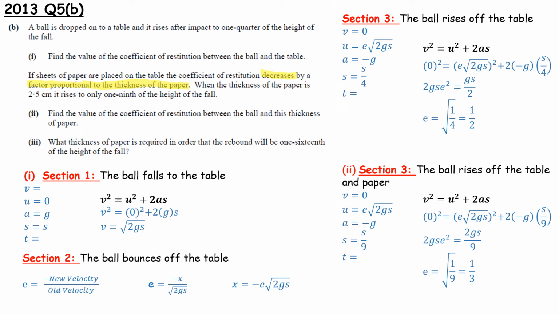Now, at this point, hopefully, you may have made a little bit of a connection. If a ball or a particle is being dropped, there is no velocity being put into it, so this is dropping. What we've seen here is that if it rises to 1/4 of the height, E is the square root of that. If it rises to 1/9 of its height, E is the square root of 1/9, which is 1/3. And that will help us because the next part says what thickness of paper is required in order that the rebound will be 1/16 of the height of the fall.